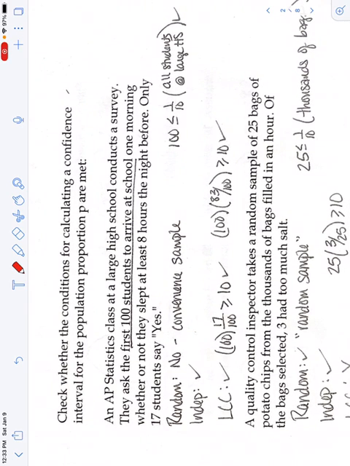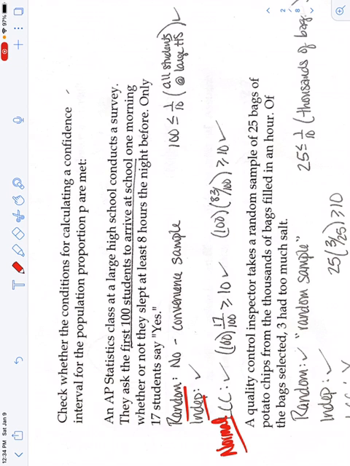All right. Check whether the conditions for calculating a confidence interval for the population proportion P are met. An AP Stats class at a large high school conducts a survey. They ask the first 100 students to arrive at school one morning whether or not they slept at least 8 hours the night before. Only 17 students say yes. Okay, so I've got my random, my independent, and my normal.